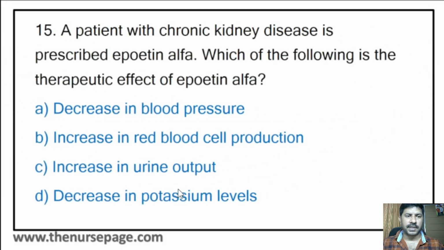The last question today. A patient with chronic kidney disease or CRF is prescribed epoetin alpha. Which of the following is the therapeutic effect of epoetin alpha? Decrease in blood pressure, increase in red blood cell production, increase in urine output, decrease in potassium levels. Correct answer, increase in red blood cell production, RBC production.